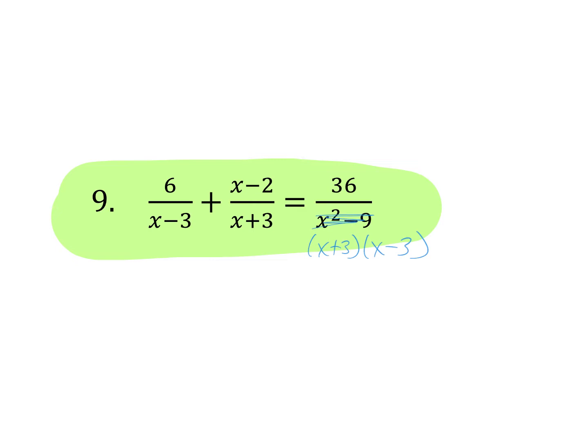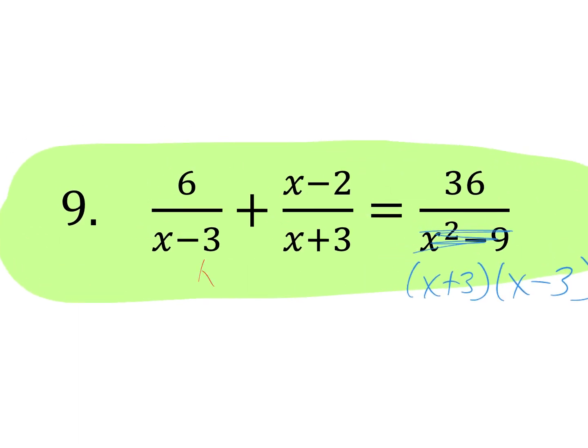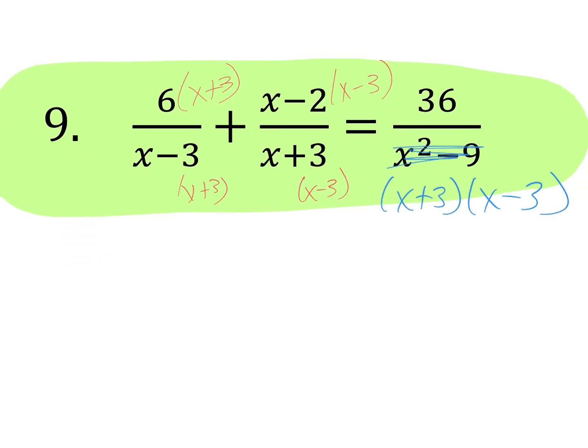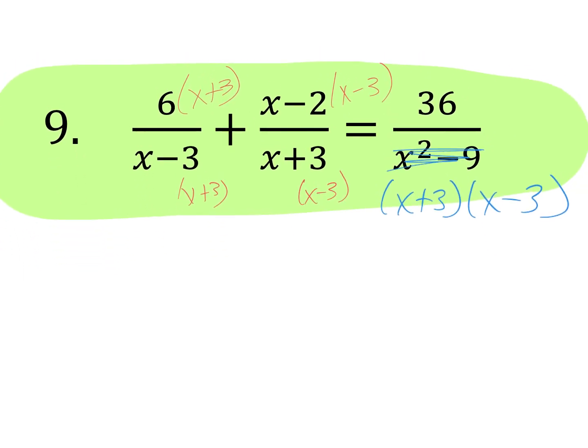So I see that the first fraction has the x minus 3. What is it missing? If I multiply the bottom by x plus 3, then I multiply the top by x plus 3. In the second fraction, I have the x plus 3. It's missing the x minus 3, so I multiply the top by x minus 3. The third fraction has both of them, so I don't have to worry about it. Now that you guys have created the equivalency, do you see all 3 denominators are the same? You don't have to look at them anymore to solve. So now it just becomes a FOILing problem.